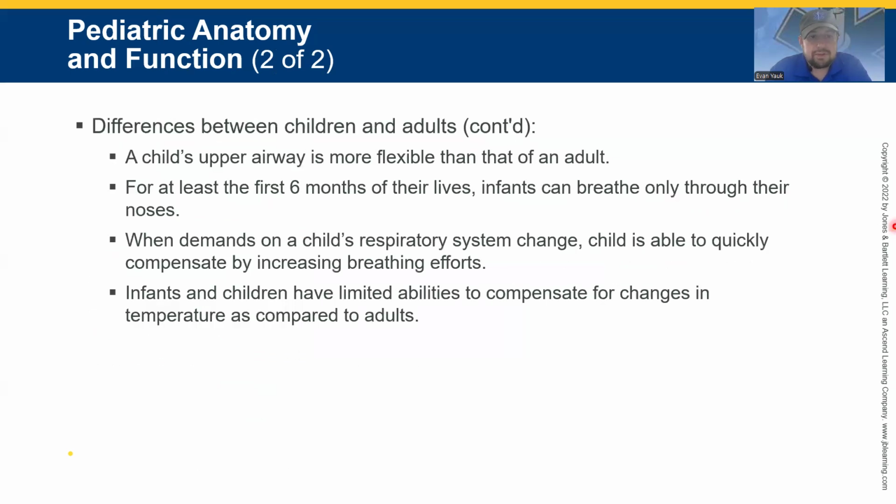A child's upper airway is more flexible than an adult's. For at least the first 6 months of their life, infants can breathe only through their noses. When demands on a child's respiratory system change, the child is able to quickly compensate by increasing their breathing efforts. Infants and children have limited ability to compensate for changes in temperature as compared to adults. They're not going to be able to warm or cool as fast as we can.